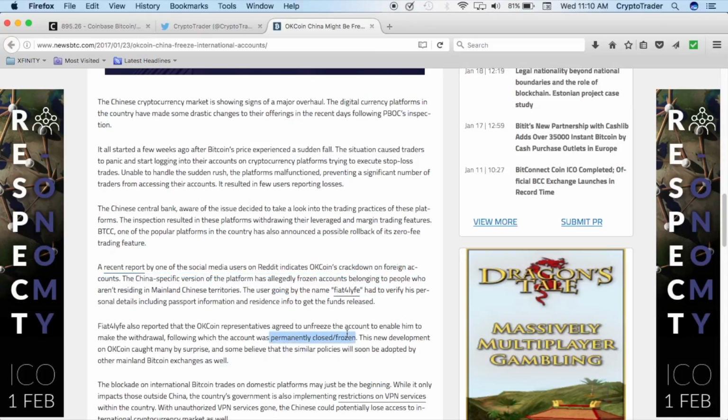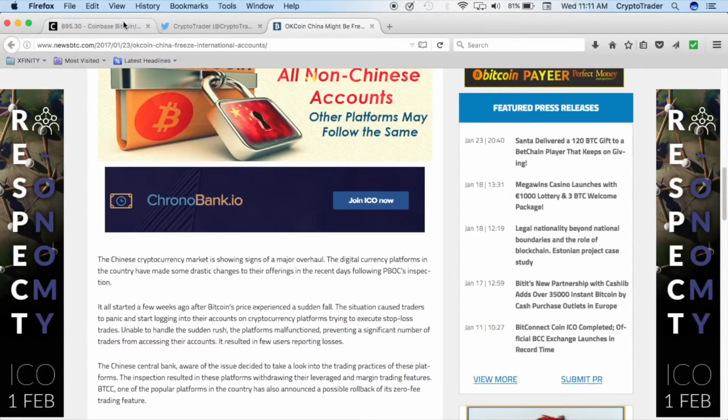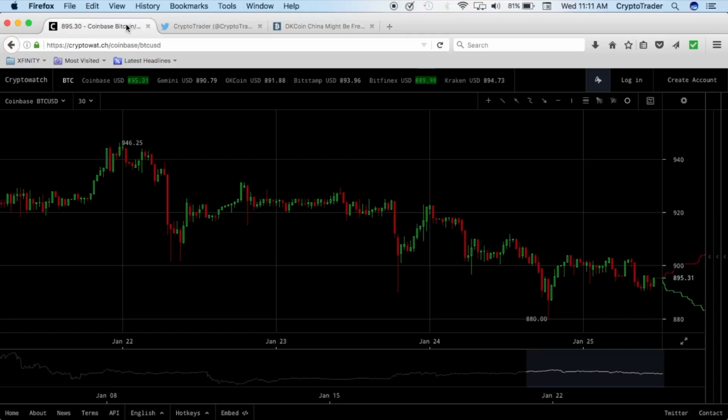So I don't know if this is something that's going to be happening with all the exchanges in China, or if this is just fake news that was put out to drive the price down. Because to be honest with you, I didn't see this covered at all by a lot of the other news outlets. It was only on NewsBTC.com. So who knows? It could be real, it could be fake, but it definitely had an adverse reaction to the price.